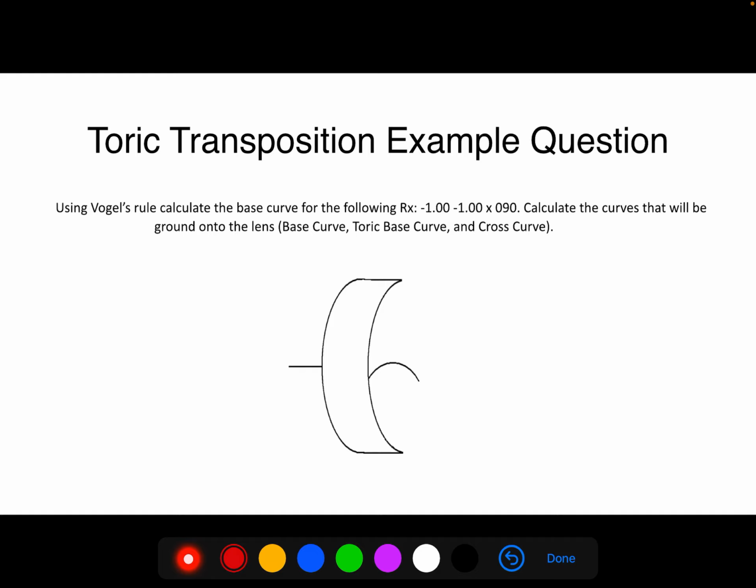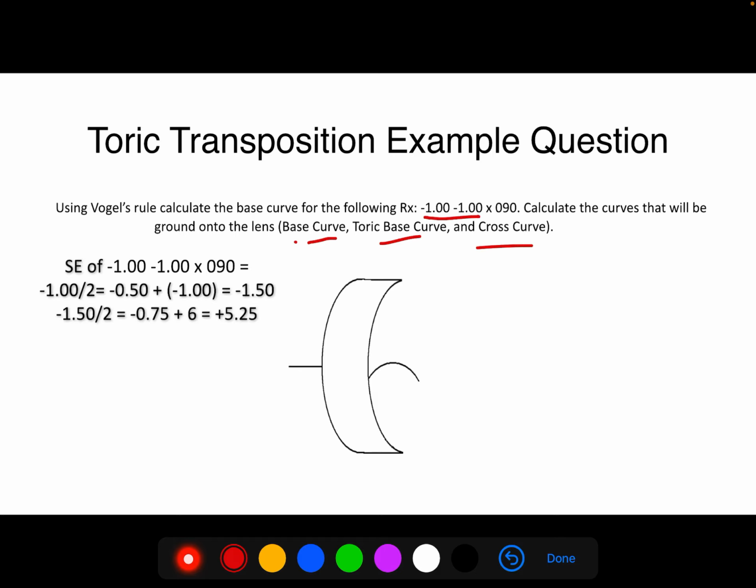An example question will read, using Vogel's rule, calculate the base curve for the following prescription, and then calculate the curves that will be ground onto the lens. So our base curve, our toric base curve, and cross curve. Step one is to use Vogel's rule to calculate a base curve, and we'll take the spherical equivalent of this prescription, divide it by 2 and add 6, giving us a base curve of plus 5 1/4.